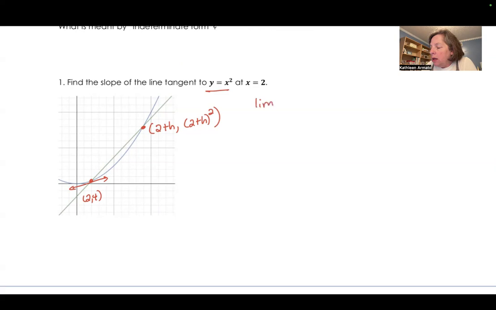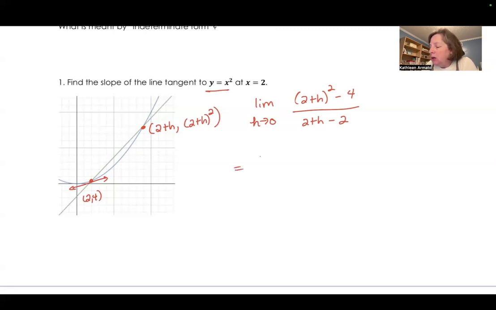So the slope of the tangent line would be equal to the limit, again, as h goes to 0, because that'll move this point closer to that point, of the slope of the secant line, which is difference in y's over difference in x's. So I just need to find that limit. And it turns out, if I plug in 0, I'm going to get 0 over 0. It'd be indeterminate. So direct substitution does not work.